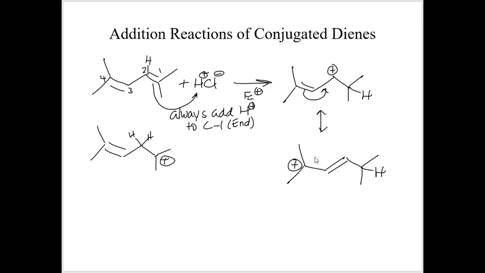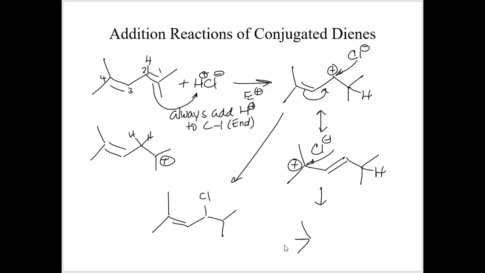And so then what happens? Then my Cl- comes in and adds to this carbon. My other Cl minus would add to this carbocation. I'm going to form that product, and I'm going to form that product. So this is my 1-2 product. This would be my 1-2-3-4, this is my 1-4 product.